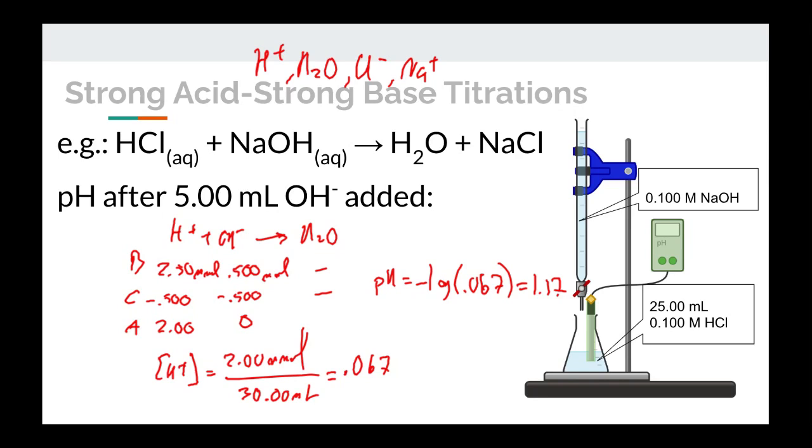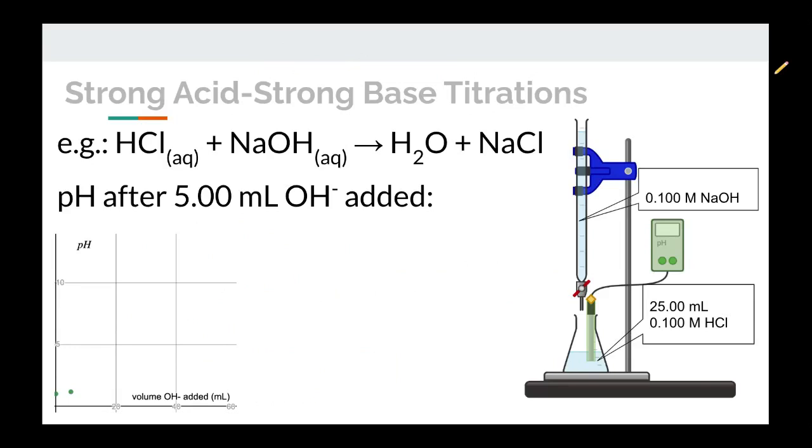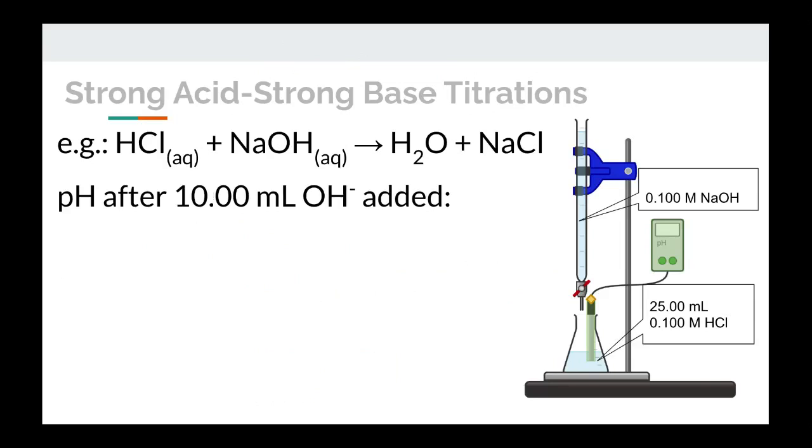Because some of the H plus got used up, that reduces the H plus concentration, but also the volume has increased, and that also reduces the H plus concentration. It's still a strong acid, it's just not as strong as it was before. So now we have that new point added on there. It's a little bit higher than it was before.